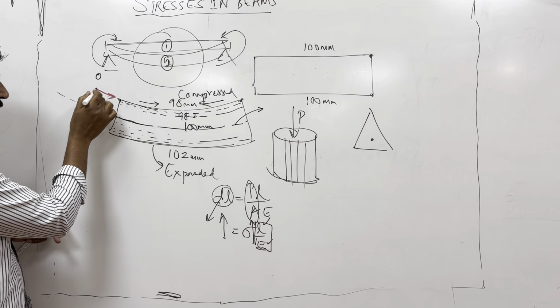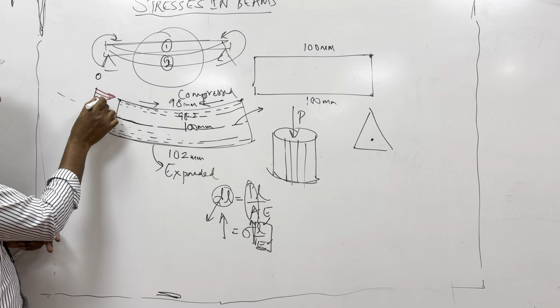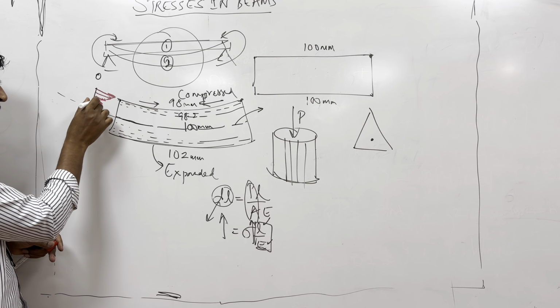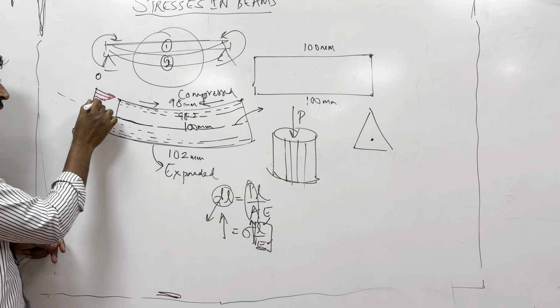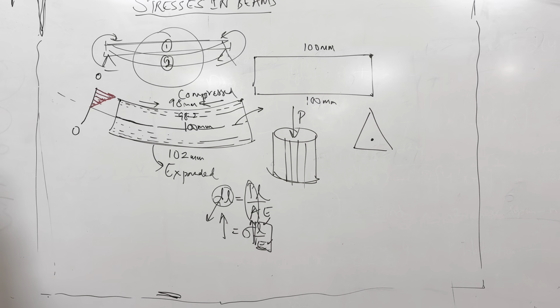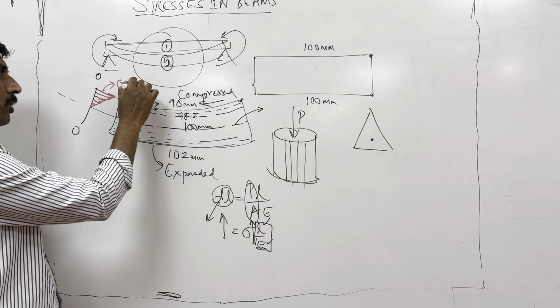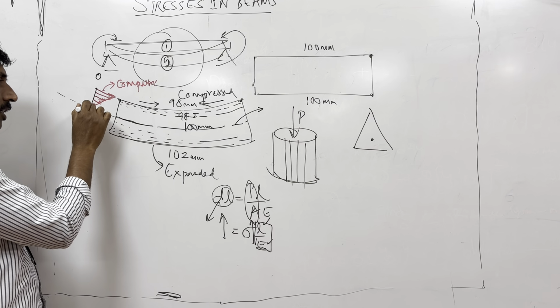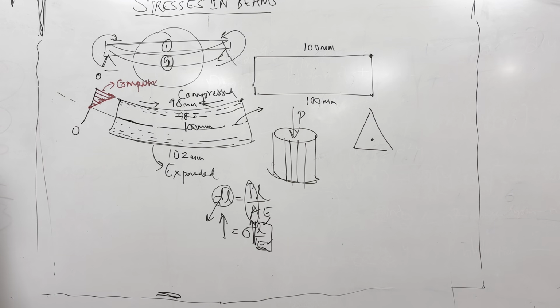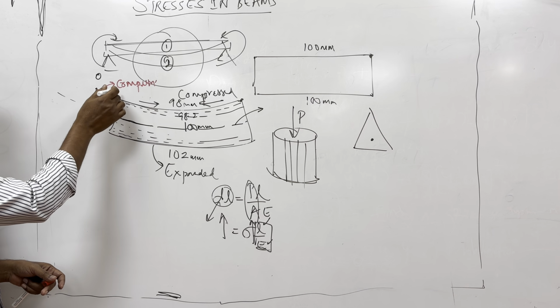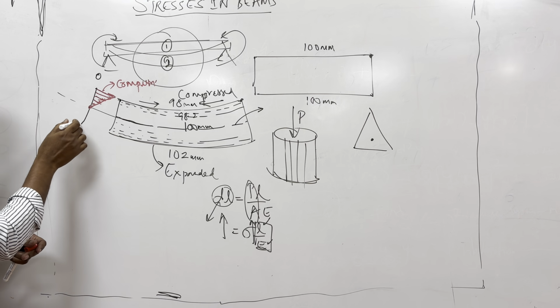The next fiber will have slightly lower compressive stress. Then the next fiber will have slightly less, and it would form a linear variation here. This is actually the compressive stress. And the fiber at the center will have what? No stress, because it's neither expanding nor compressing itself.